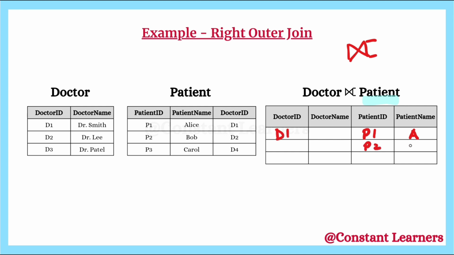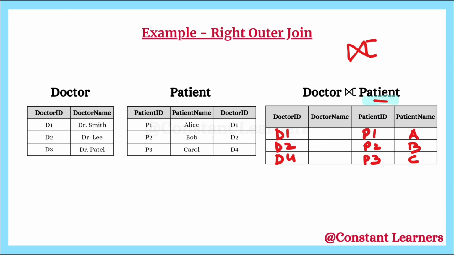So here we'll get P2 Bob and he is assigned to Dr. D2. Then we have patient P3 Carol. So here we get patient P3 whose name is Carol and she is assigned to Dr. D4. Right? So the right table is done now, which is the patient table. This is completely done. We have included the entire table in the output.